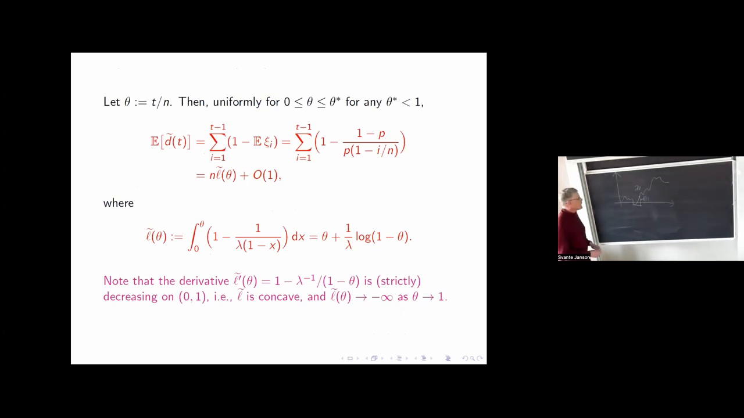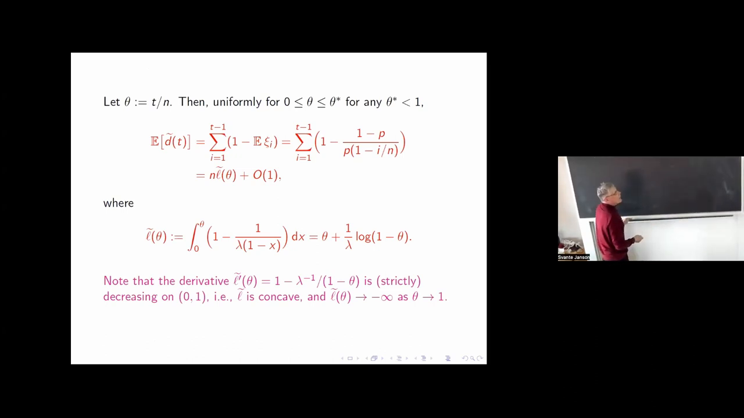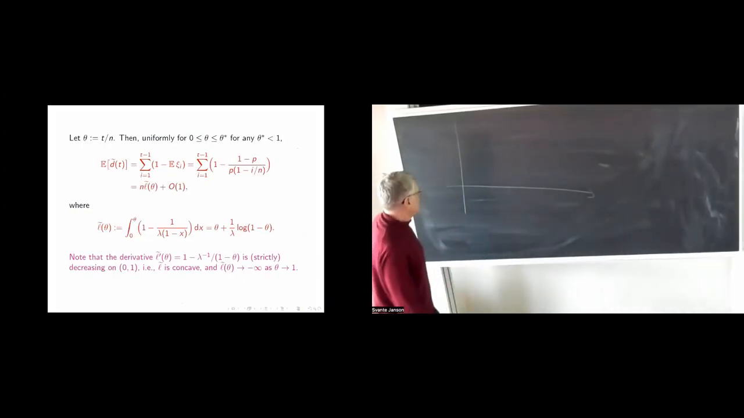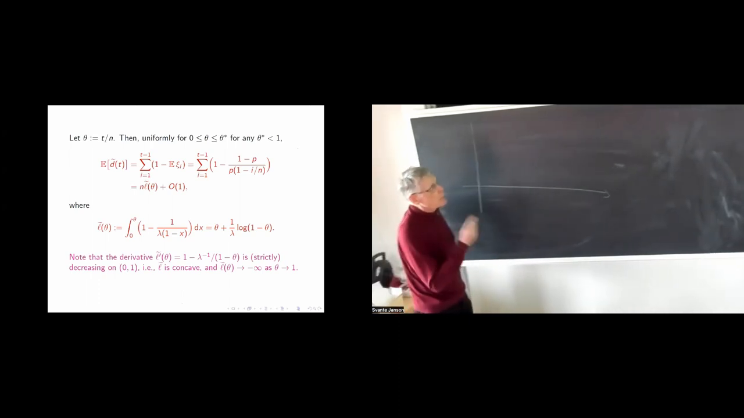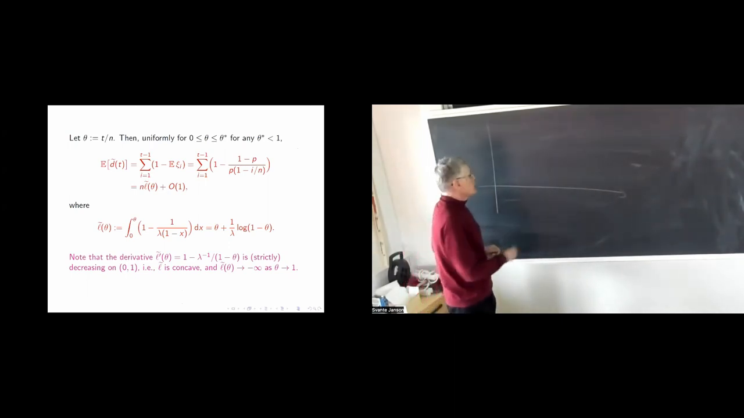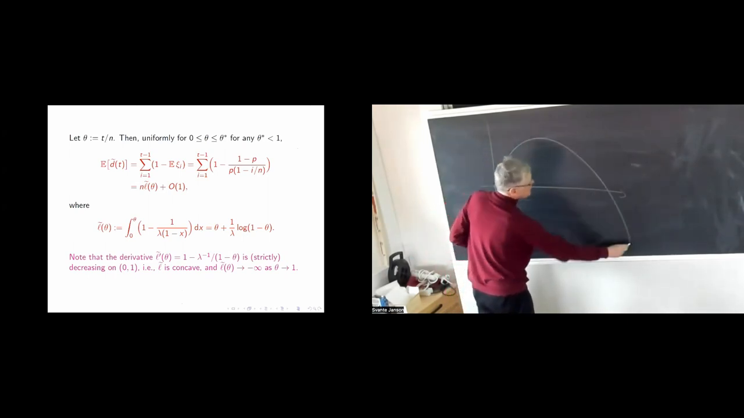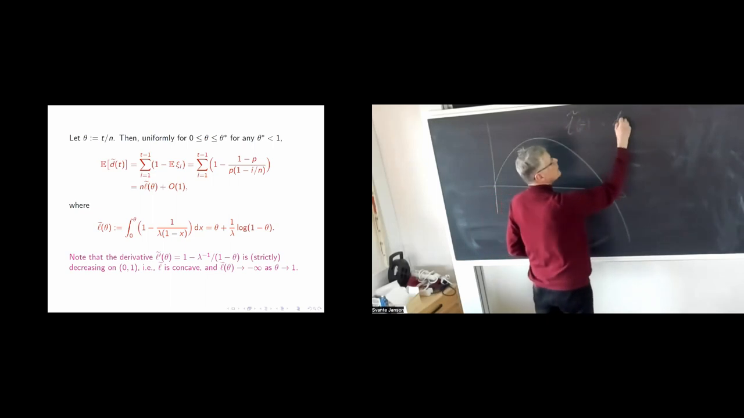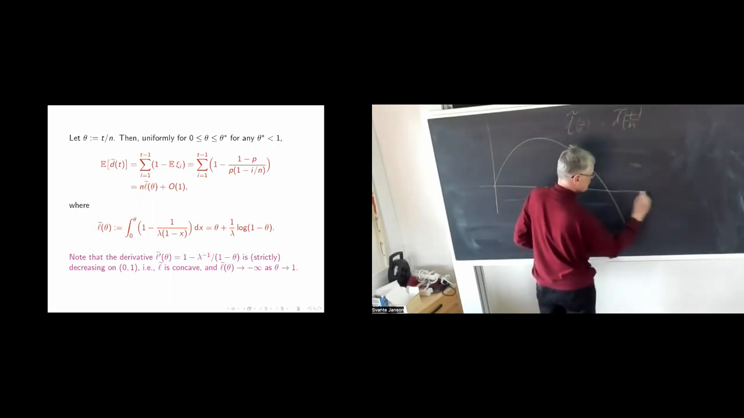Well, we can easily compute the expectation here of d tilde with an integral approximation. We have this function L tilde, where theta is t over n, the scaled time here. And there are two cases, first of all. If lambda, so lambda was the average out degree, now remember that. If we have this formula here, let me draw a typical picture, something like this. This is my L tilde, which is now an approximation of d tilde of t over n. So here t over n goes up to one.